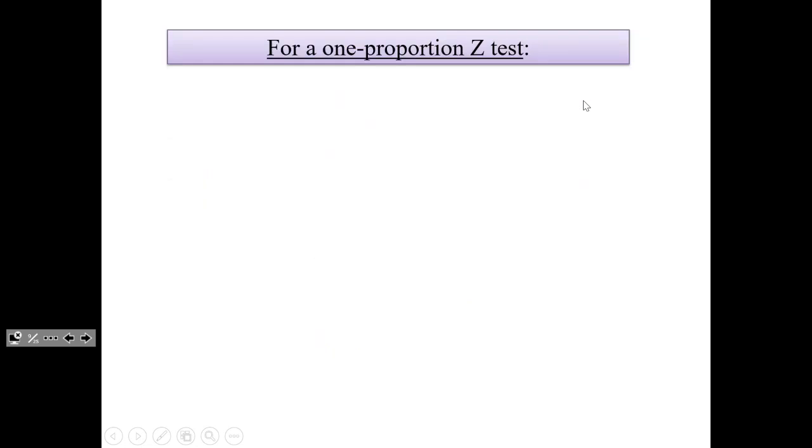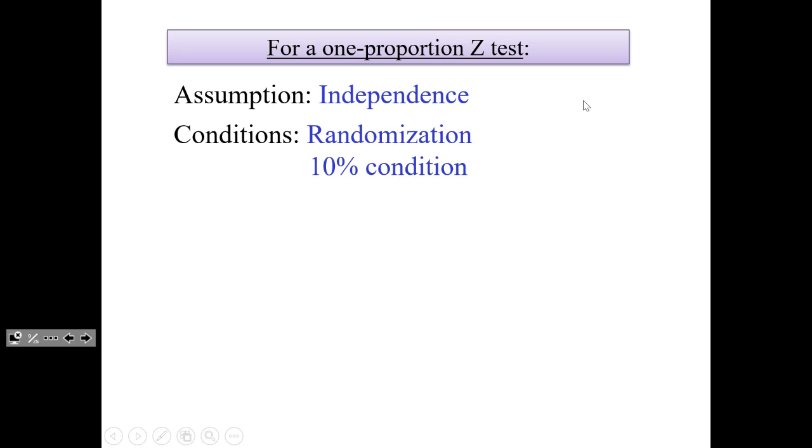Now, for the one proportion z-test, our first assumption is independence. This isn't new. We used it in chapter 19. We've used it in chapter 18. To have that, I have my two conditions. I need randomization. I need to meet my 10% condition. Do not sample more than 10% of the population. If you do, you're going to violate the independence.